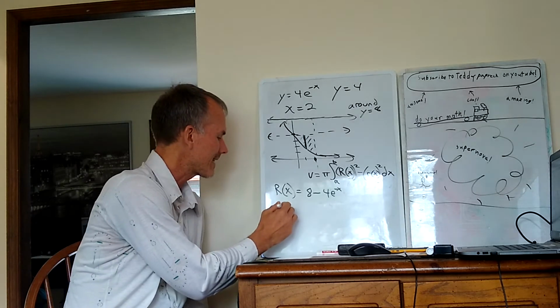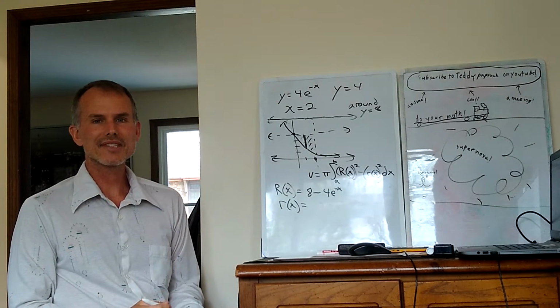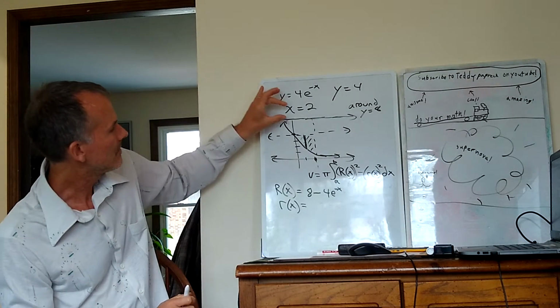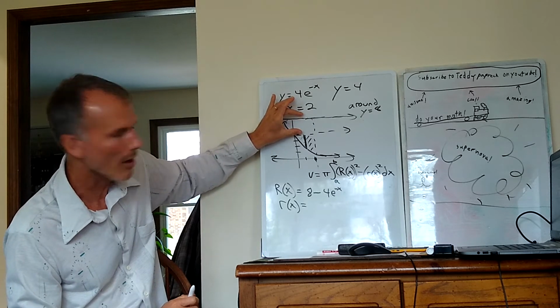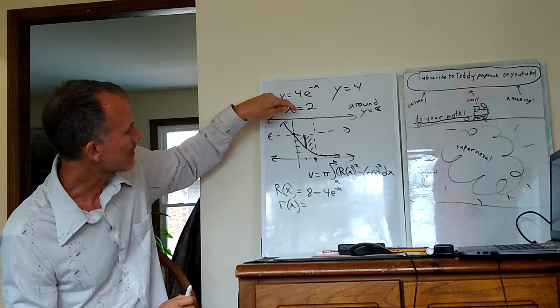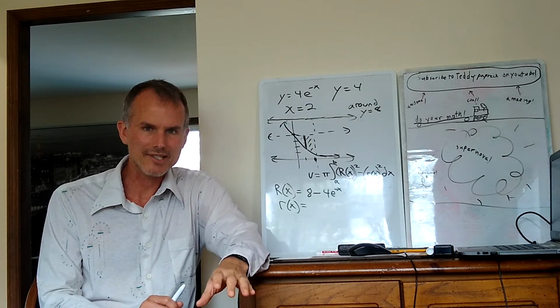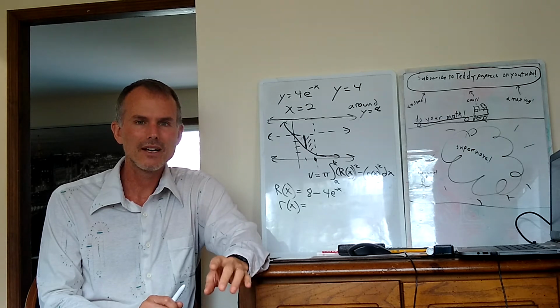Then I'm going to write out an expression for little r of x. Little r of x is the smaller radius of the washer. It's the radius of the hole in the middle. So it's always going to be the distance from the axis of revolution to the closest boundary of the shaded region.